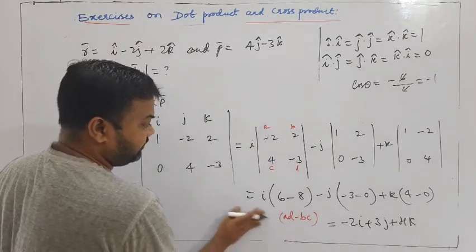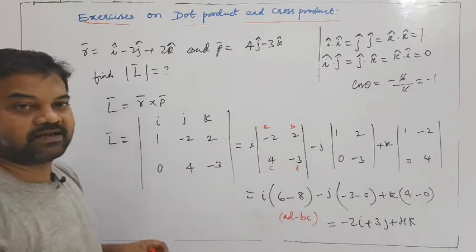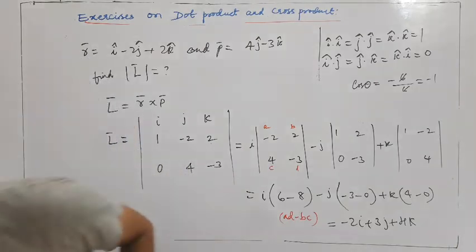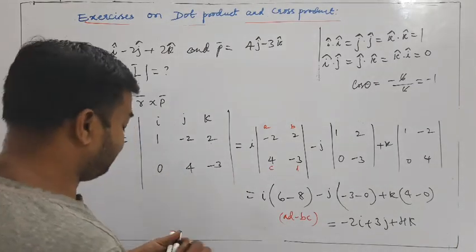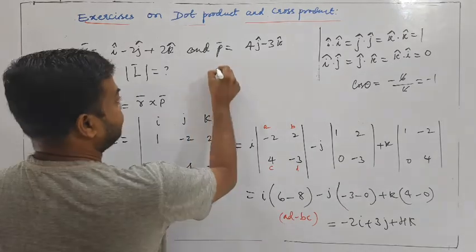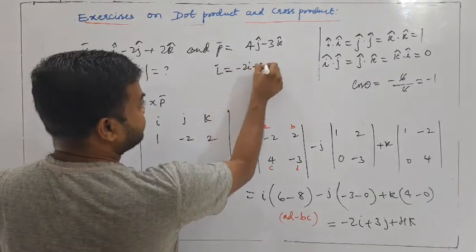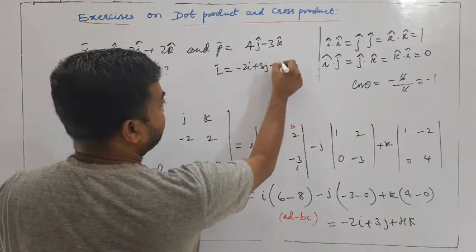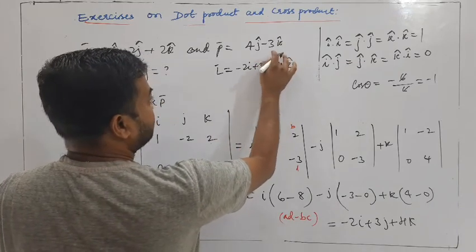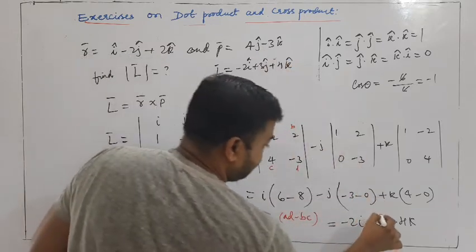But he is asking to find out the modulus of L. How can I find the modulus of L? Here I will write now. L bar is equal to -2i plus 3j plus 4k. Okay, this is the value.